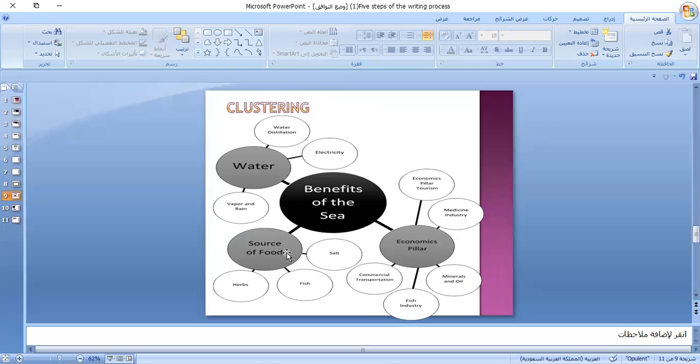Look at the second one, source of food. Now, source of food, it's salt. Is it food? Yes. Fish, is it food? Yes. Herbs, is it food? Yes. You may add also oil. Oil, we mean fish oil, also as a source of food or a source of medicine. It depends.